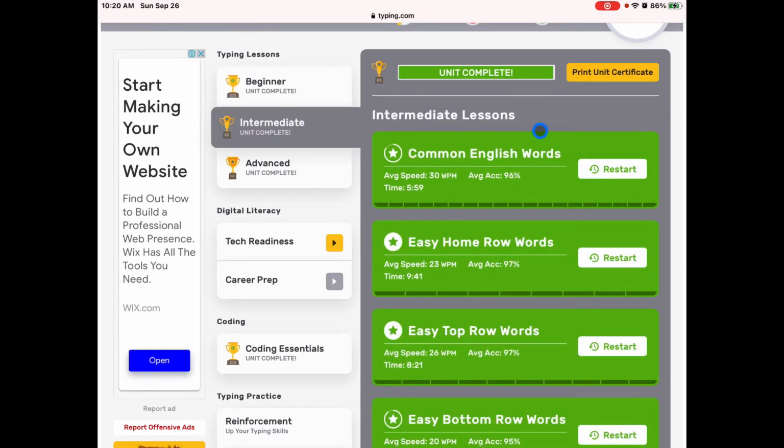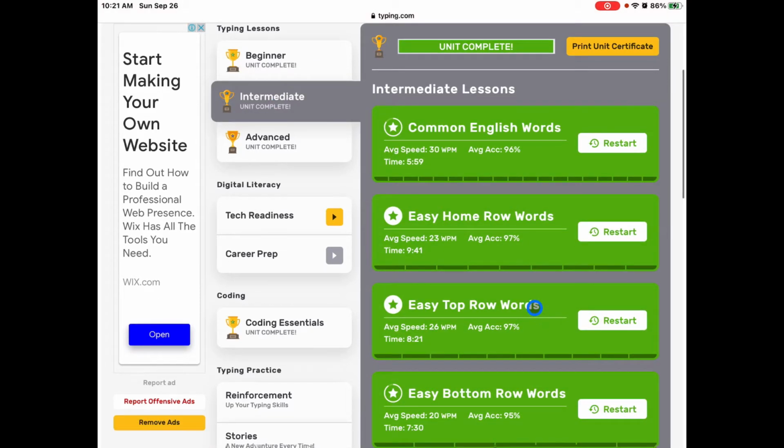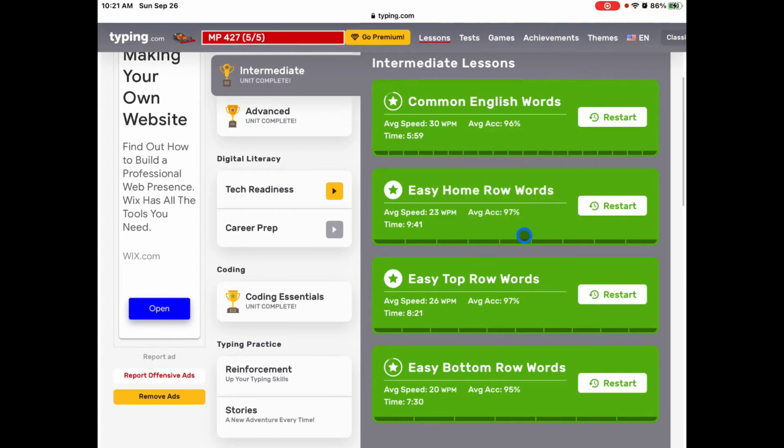Intermediate is typing more phrases and paragraphs and sentences, things like that, rather than just one letter. If you look here at the stats, this is the average. If you look at common English words, that's the average speed of all the lessons inside this unit. So there are 19 lessons. My average speed was 30 words per minute. My average accuracy rate was 96%. And the total time of the lesson was almost 6 minutes.